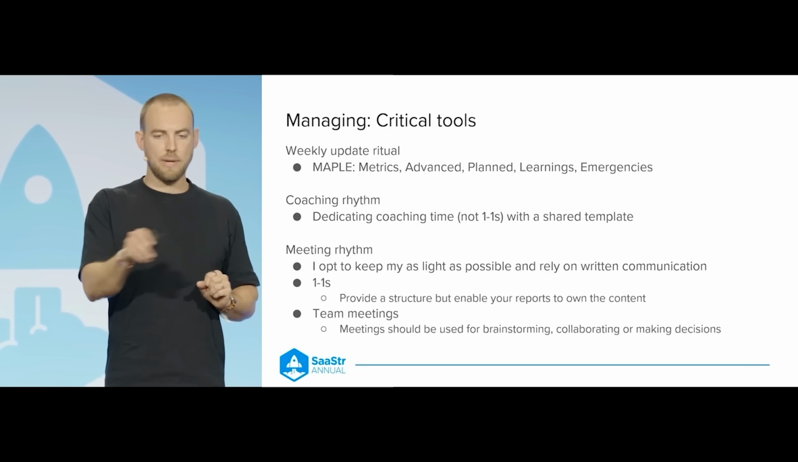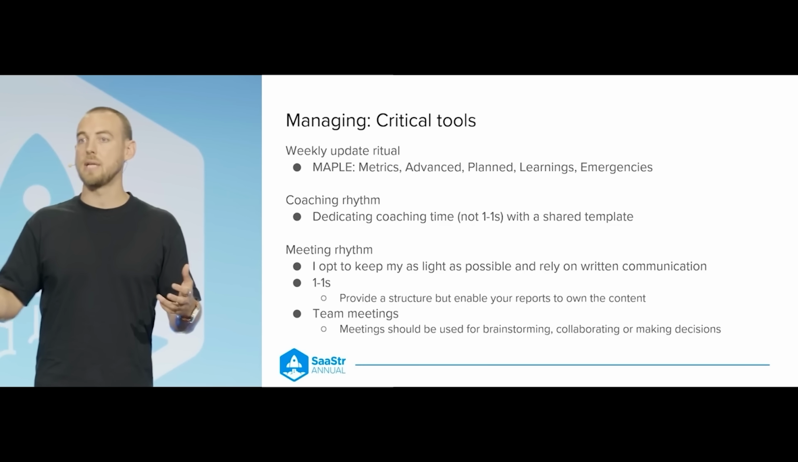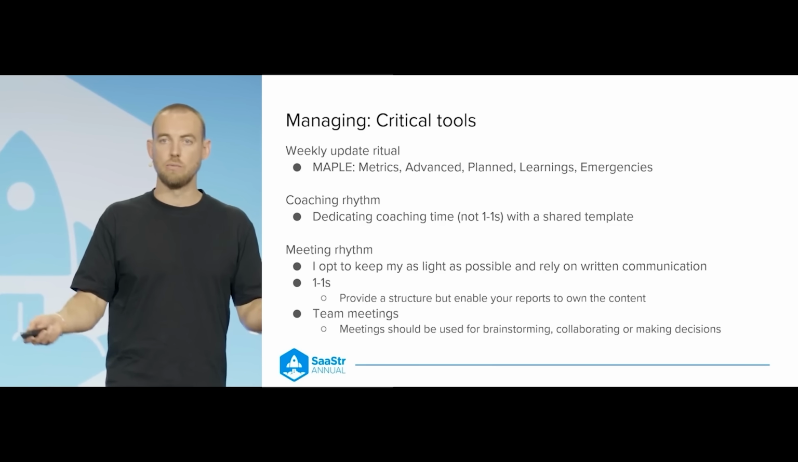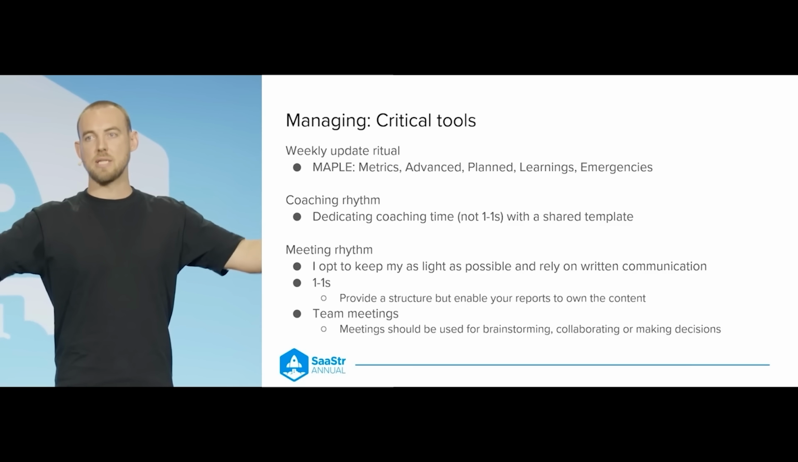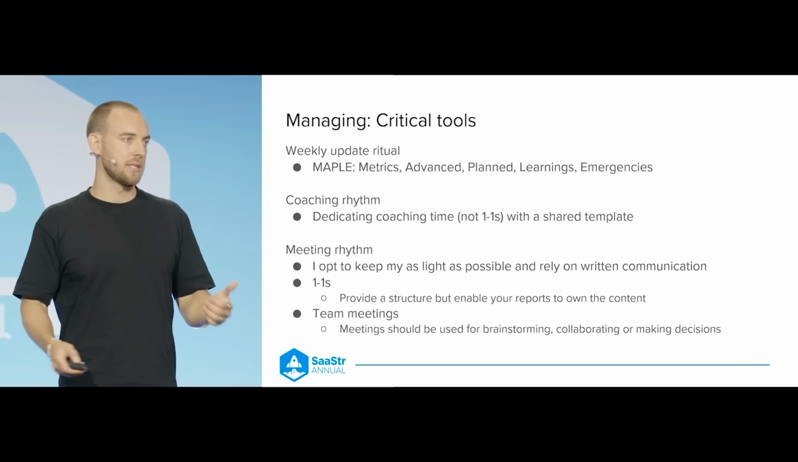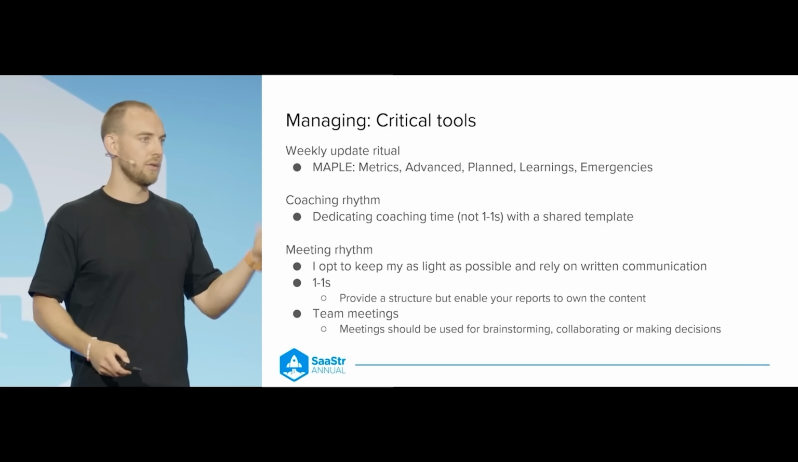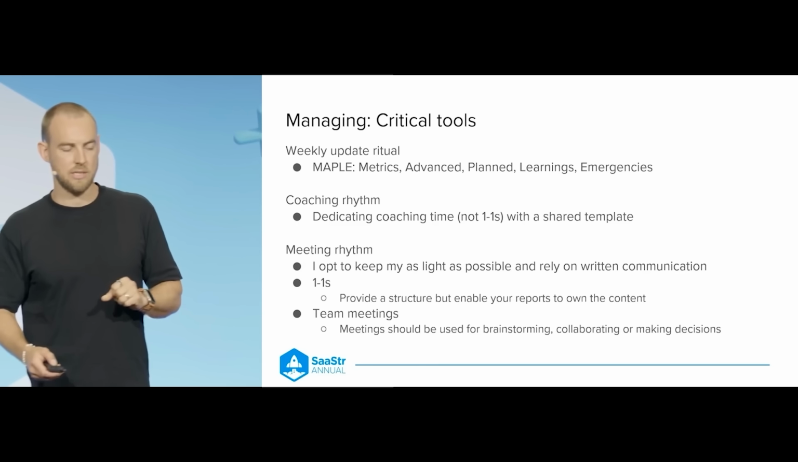And so the big one, which I'll get into in the next slide, is our weekly Maple. This is the written update that everybody that manages people or has some strategic scope writes on a weekly basis to explain to the person up and beside them what's happening in their business. What were their key metrics? What did they advance that week? What are you planning to do the next week? Your learnings and any emergencies that needed to be flagged. And I'll show you the template on the next slide.